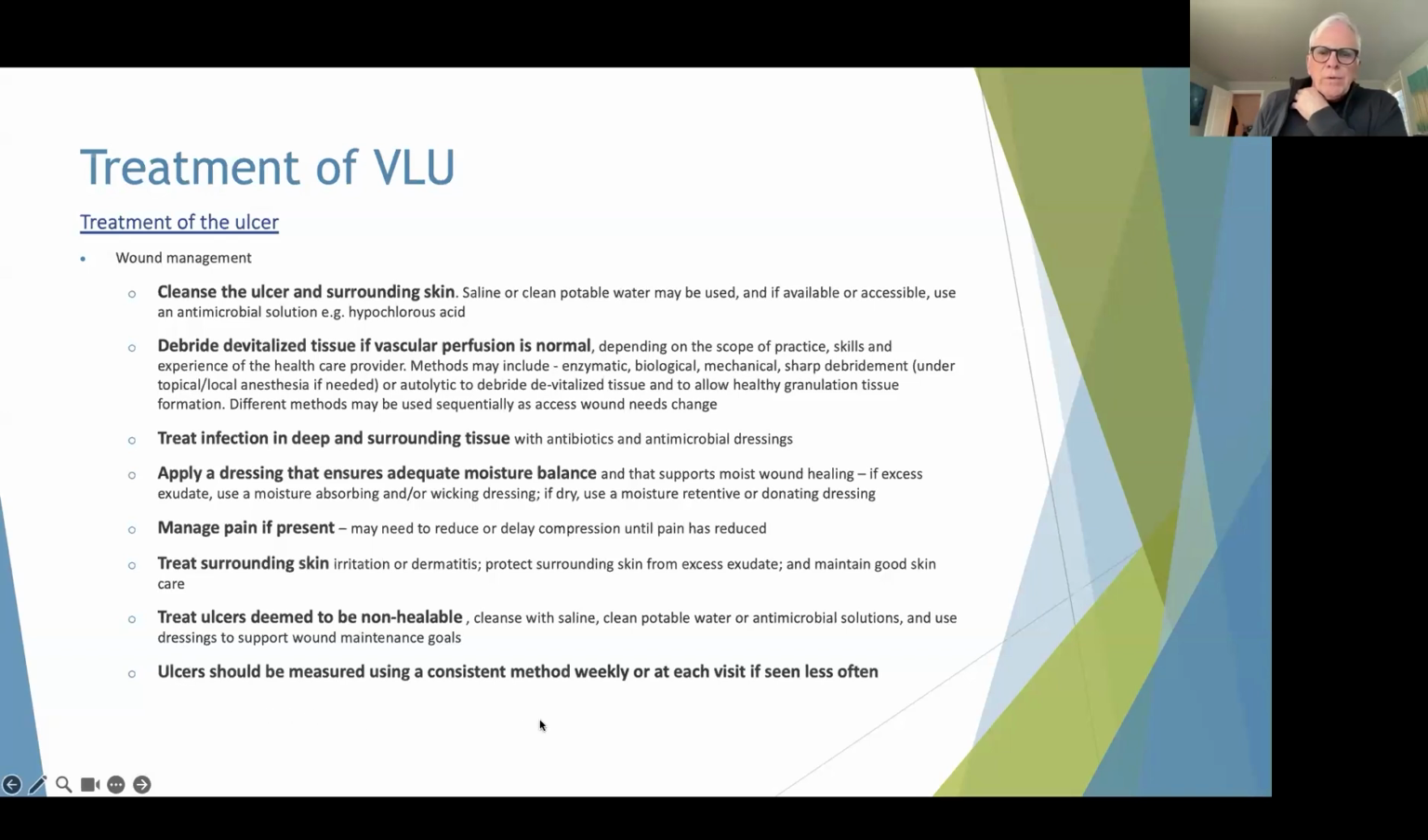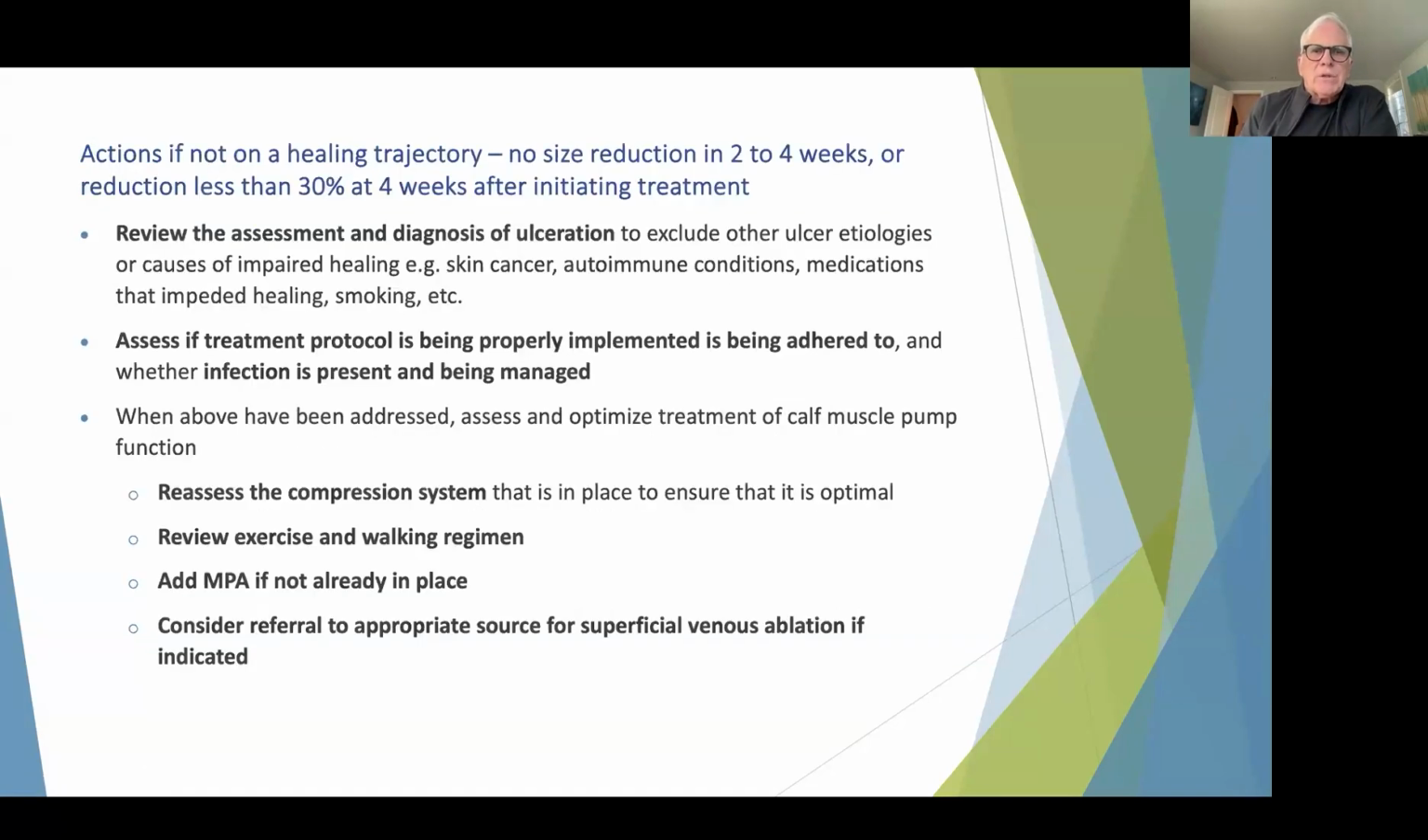What's a really important thing is that you should regularly measure the wound. So at each visit, or if they're seen on a regular basis, weekly ideally, but if they're seen less often, then measure it at each visit. So you've got a way of capturing what's happening to that wound.